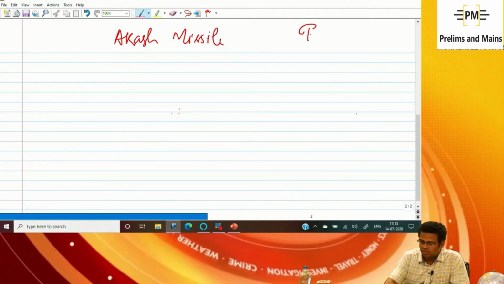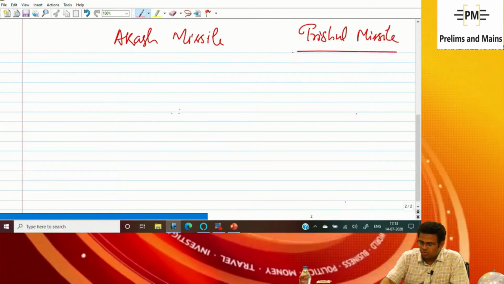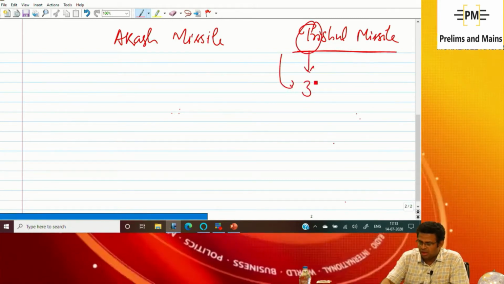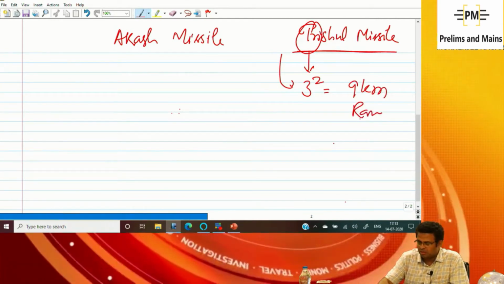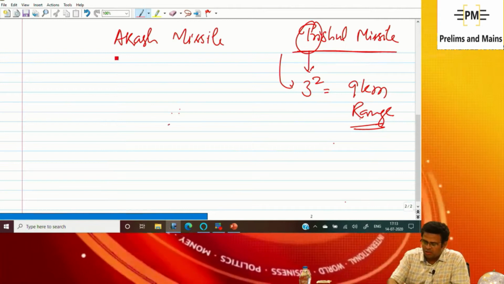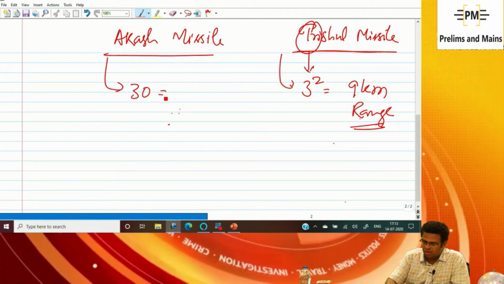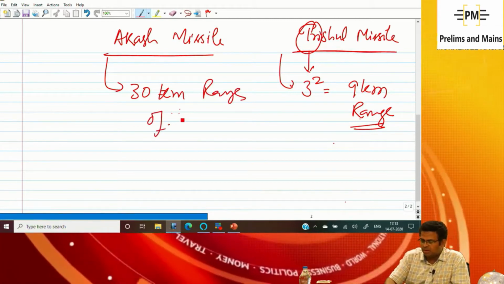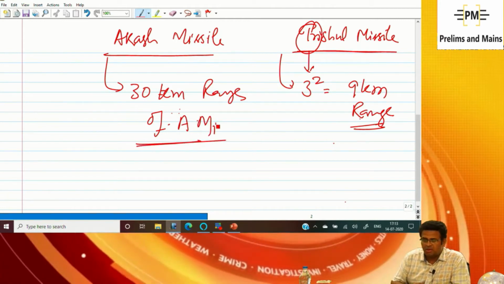and Trishul missile. Trishul missile, you can remember: three means three, and this is 3 square, so it's a 9 kilometer range. The range is 9 kilometers, surface to air. And in the Akash, you can also remember that the 3 becomes 0, so 30 kilometers is the range of this Akash missile.